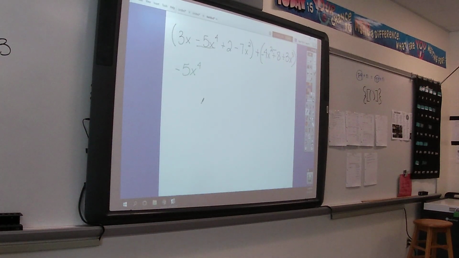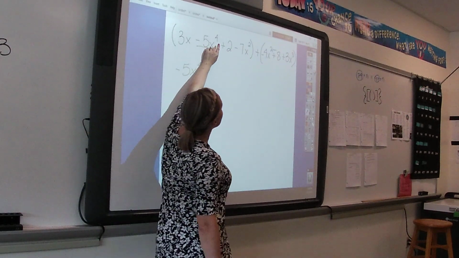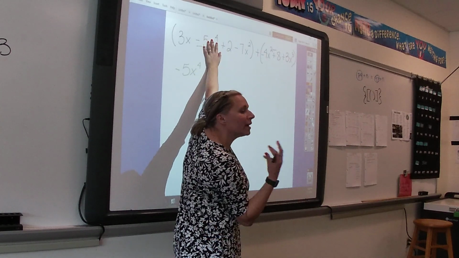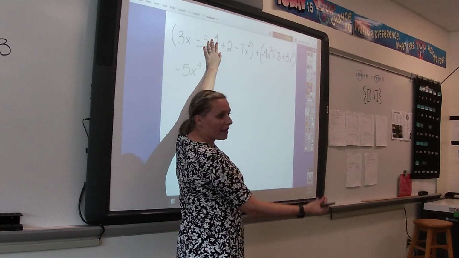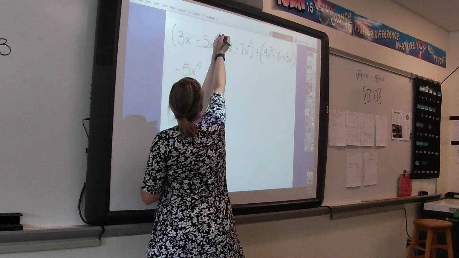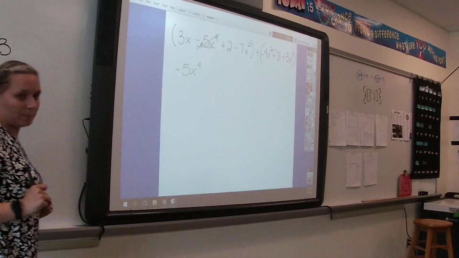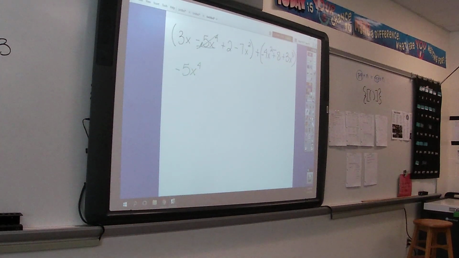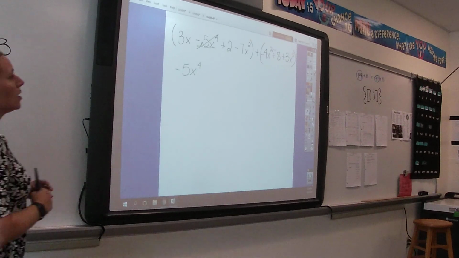But why is that the largest one? Because I'm just looking right here at the exponent. I'm not looking at the coefficient, just the exponent. Okay? What's the next largest exponent that we see? 7x squared.